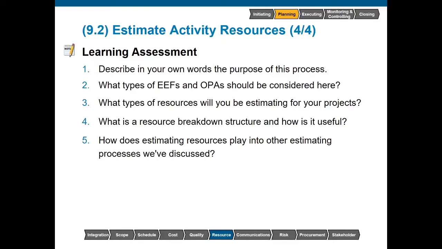What types of enterprise environmental factors and organizational process assets should be considered here? EEFs could include the resource location, availability, and skill level, while the OPAs include the staffing policies we have for acquiring equipment or materials, and any lessons learned we have from past similar projects.